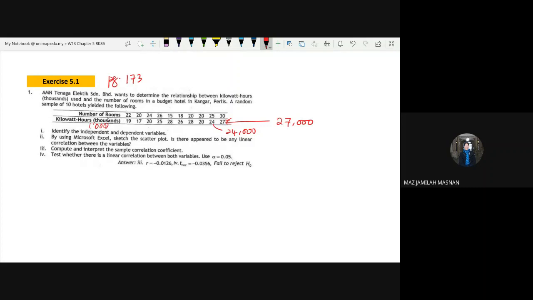So you have the number of rooms and the number of kilowatt hours. But in this case you are not told what will be your X and what will be your Y. So can someone guess which one is your X, which one is your Y? Class, which one is your X, which one is your Y? Number of rooms is X, kilowatt hours is Y. Okay, thank you. Why? Do you have any reason?